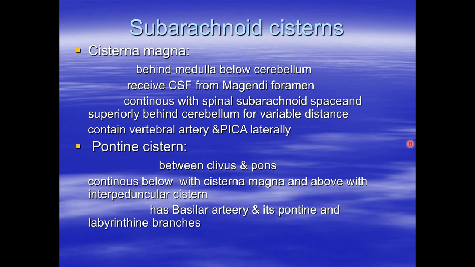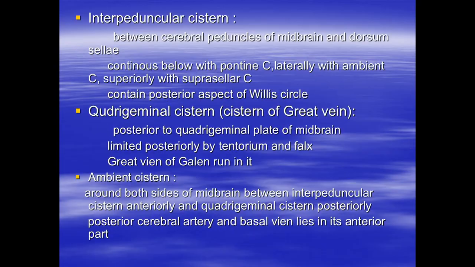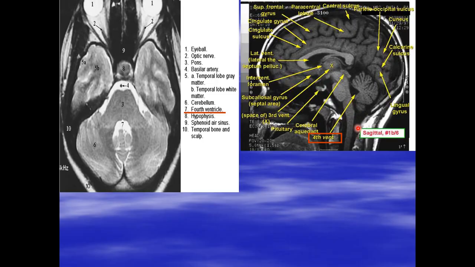Okay. This is the cisterna magna here, and it receives the CSF from the foramen of Magendie, continues with the spinal subarachnoid space, and continues up for a variable distance containing the vertebral artery and the PICA, and it is the largest cistern. Some people have a normal variant of prominent cisterna magna called mega cisterna magna. This is a normal variant.